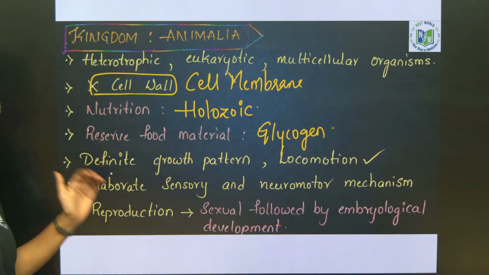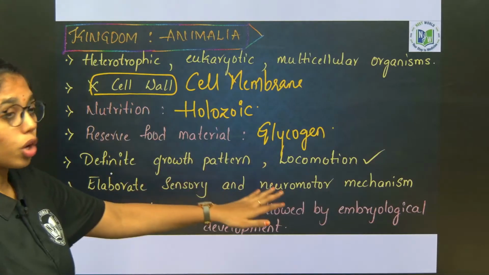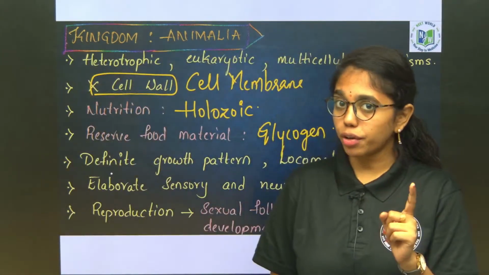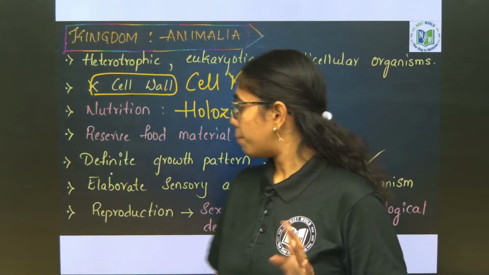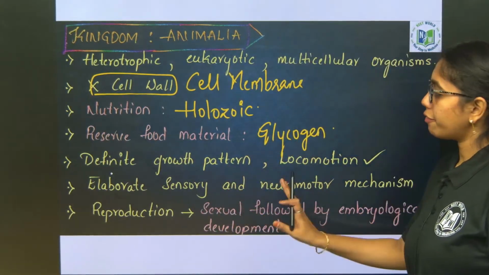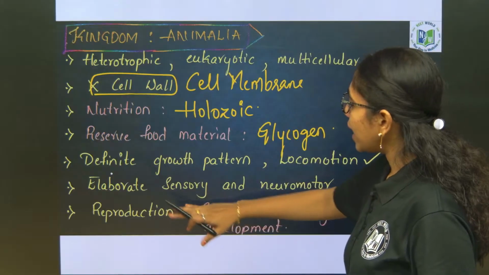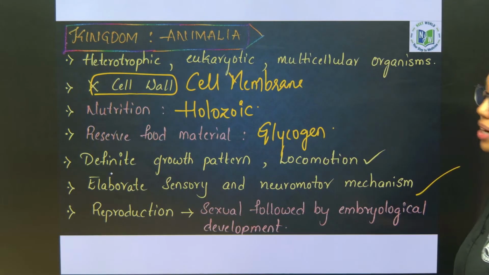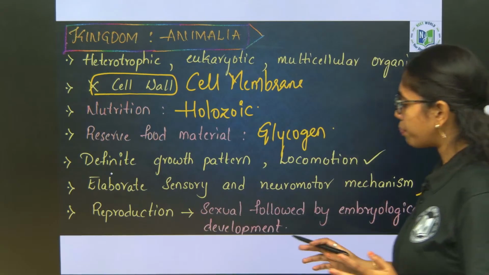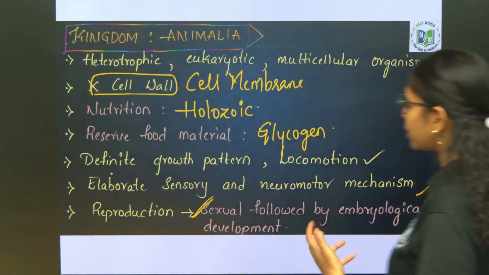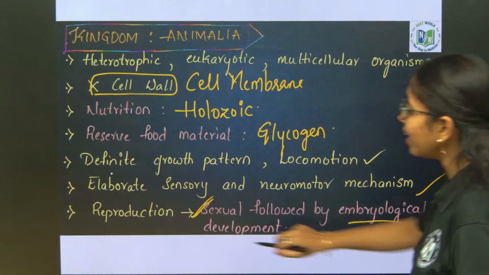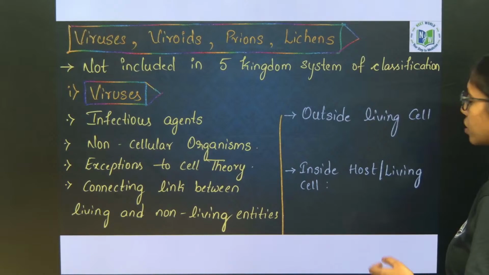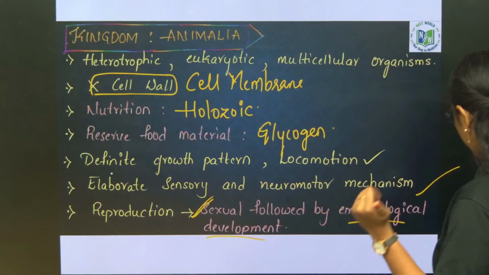They show definite growth pattern and locomotion, whereas plants show indeterminate growth, where they grow throughout their lifespan. Animals show a definite pattern of growth, and they exhibit elaborate sensory and neuromotor mechanism. When it comes to reproduction, they show sexual reproduction followed by embryological development. This is a brief about kingdom Plantae and Animalia.